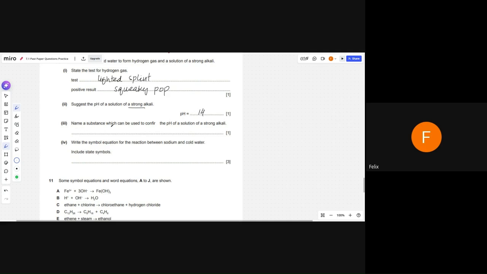Name a substance which can be used to confirm the pH of a solution of a strong alkali. Again, universal indicator. Because normal indicators only tell you whether something is acidic, basic, or neutral. They do not tell you how strong or how weak a certain acid or alkali is. So in order to check that, we use universal indicator. For more details, watch my previous video and then come back, right?